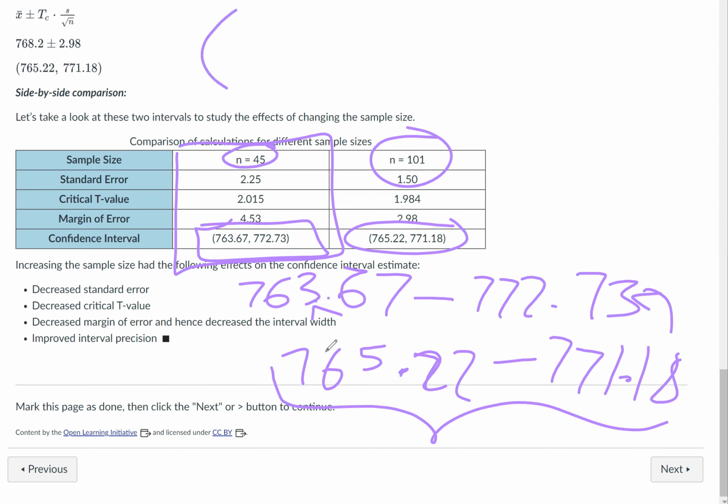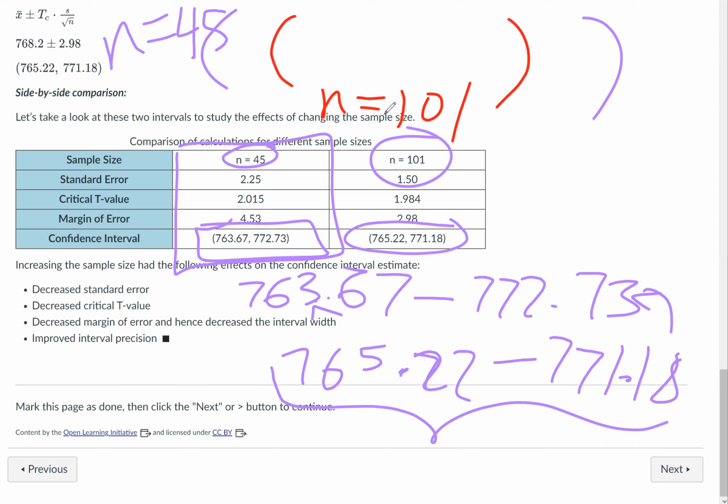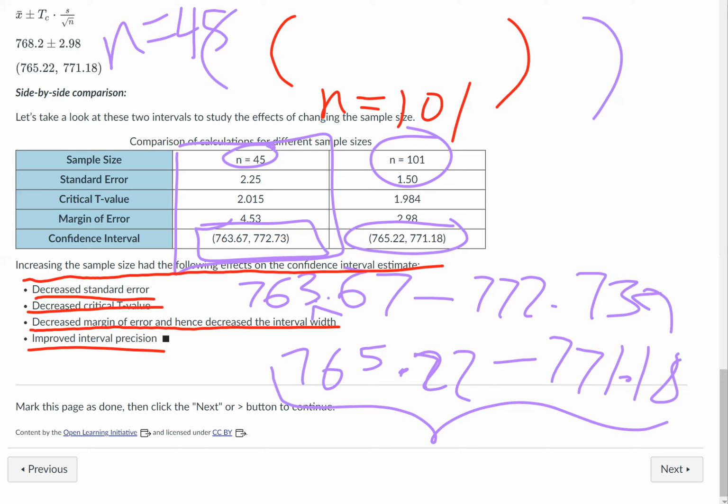It's like the one for n equals 45 is a certain width, but the one for n equals 101 was a narrower width. So in other words, increasing the sample size had the following effects on the confidence interval estimate. It decreased the standard error, as we can see when we compared the calculations for n equals 45 and n equals 101. It also decreased the critical t value. It decreased the margin of error and hence decreased the interval width. And it improved interval precision, as we see.